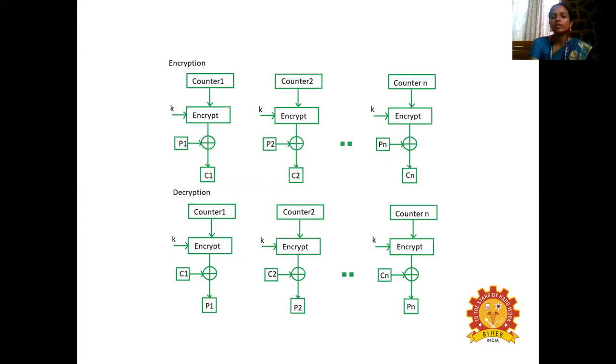The counter mode is implemented by counter 1, counter 2, up to counter n. We have to encrypt the data with the help of the key. So it will go on like this up to the nth data. In the decryption process also, the same thing happens. For counter 1, we encrypt the data with the help of the key, and it produces an output, which is XORed with the ciphertext, and it produces the plain text. The same thing is repeated up to counter n.